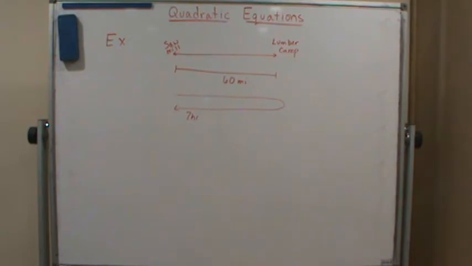Okay, then what does it say? It says, if the truck averages 5 miles per hour less on the return trip than on the trip to the camp. So, because it's empty when it goes to the lumber camp, right? Picks up the raw material and then it travels back to the sawmill. So it makes sense that it would be traveling 5 miles per hour less on the return trip.